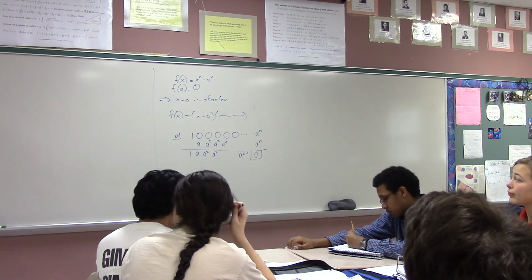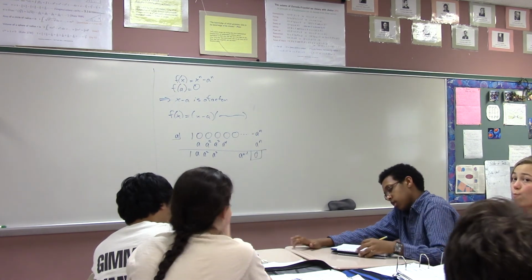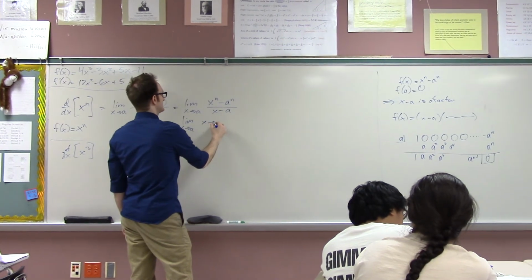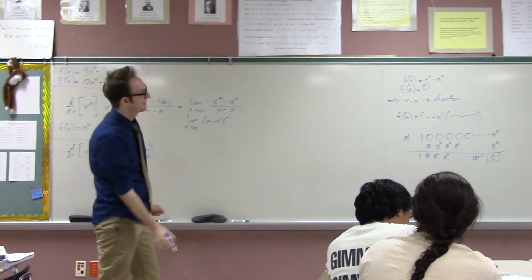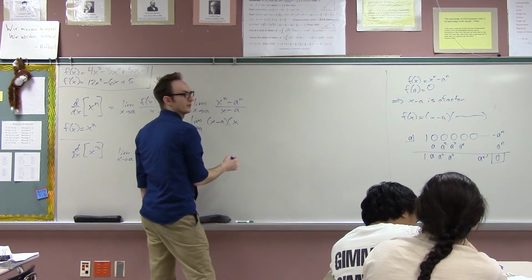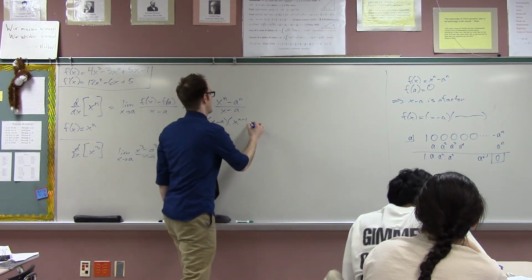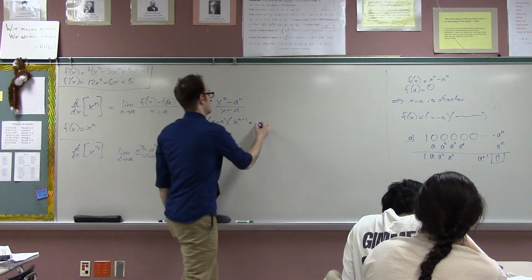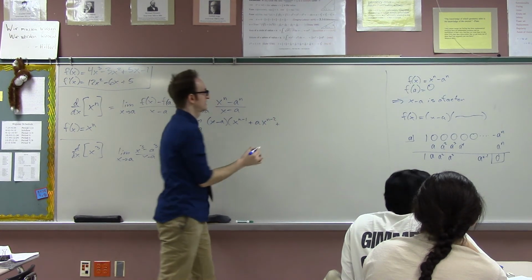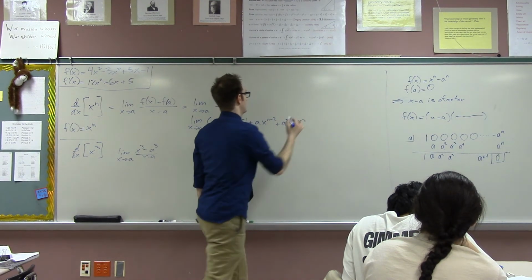And now we're going to do it. The limit is as x goes to a. I'm going to factor x to the n minus a to the n as x minus a times... someone tell me what to write. X to the what? X to the n minus 1. And then what's the next term? A x to the n minus 2. Next term? A squared x to the n minus 3, etc.